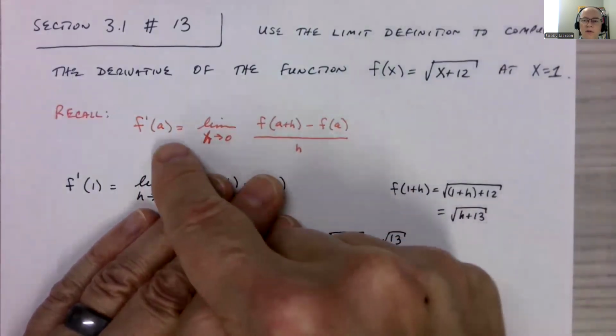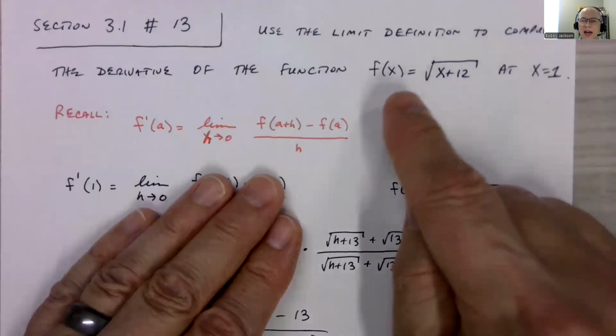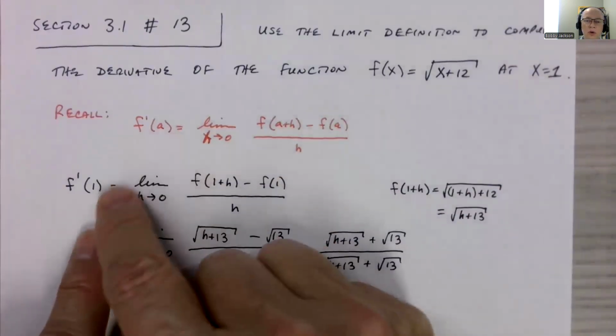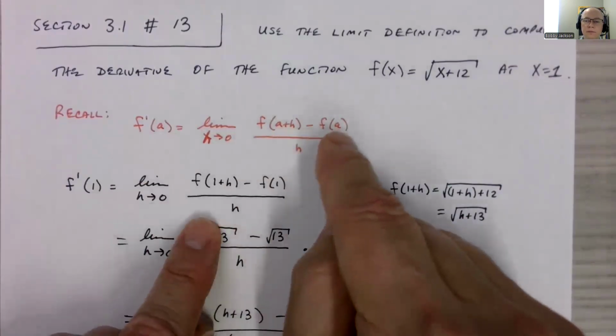And so notice the value of a that we're finding is, find the derivative at x equals 1. So that's f prime of 1, right? We're looking for f prime of 1. So notice the value of a is 1. So everywhere I see an a, I'm going to replace that with 1.